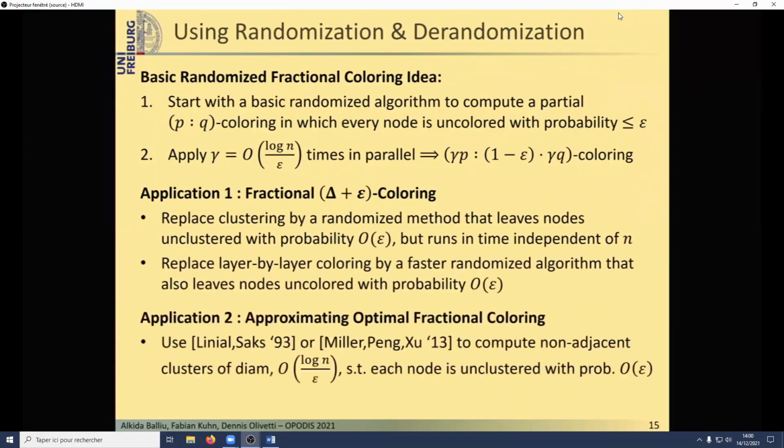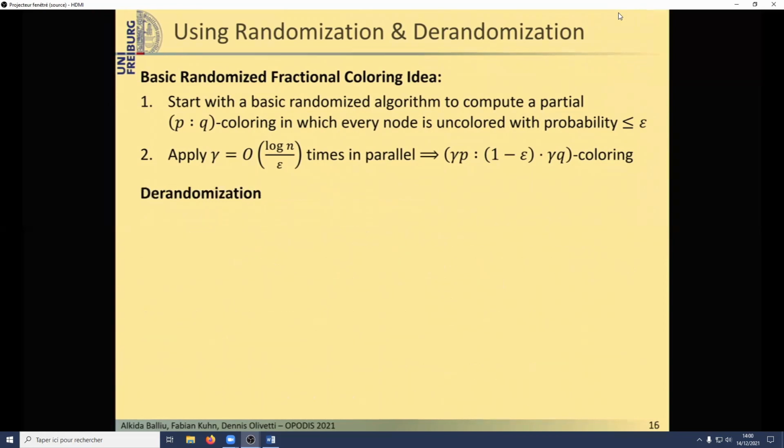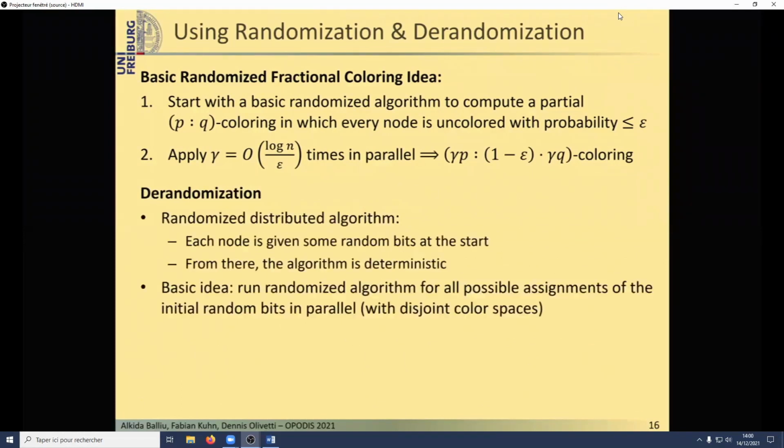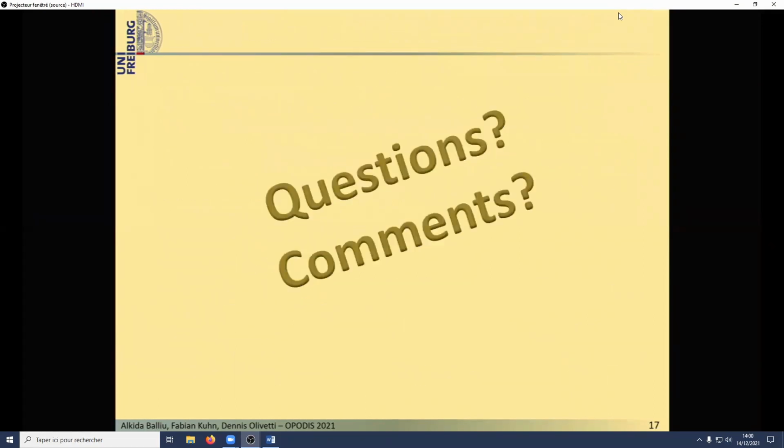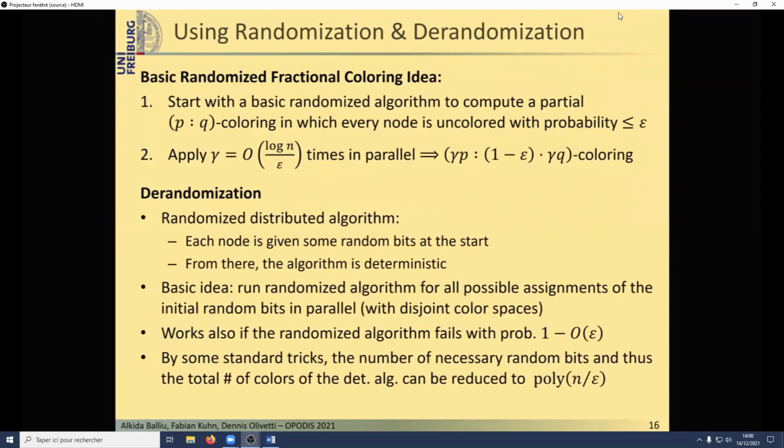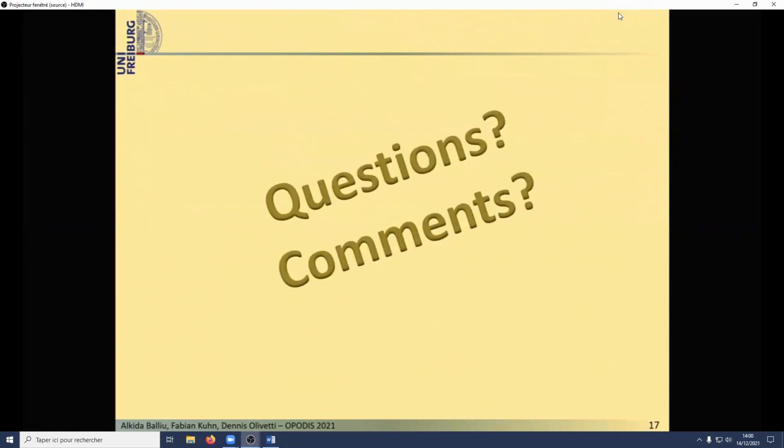So I'll skip over this. All right, so I just say, okay, we can then also de-randomize by kind of brute forcing. And we use the same techniques also for approximation. But let me stop here then.